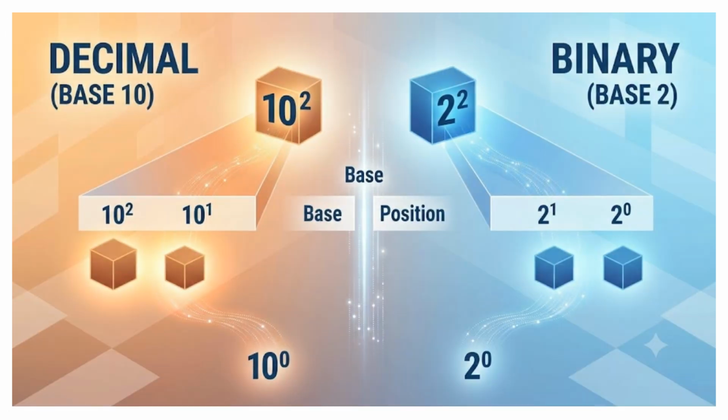Although the base is different, the fundamental idea is exactly the same. The position of each digit determines its value. So whether we are working with decimal or binary, we always read numbers using place values. In the next lesson, we'll explore the binary number system in detail and discover how computers use only zeros and ones to represent all types of information.